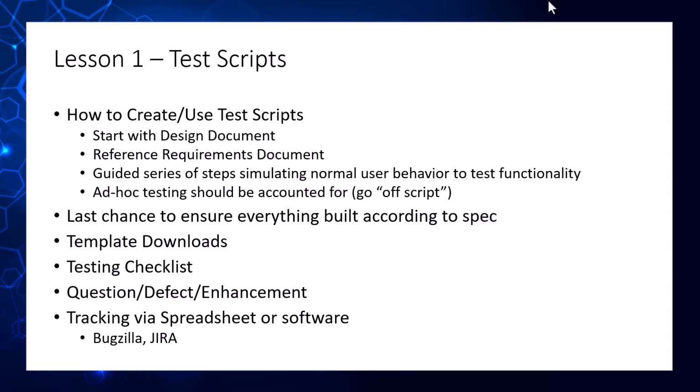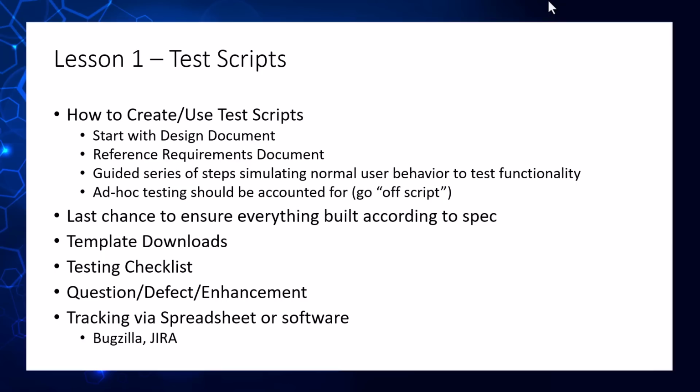In terms of how to create and use the test scripts, you want to start with your design document, go through to make sure that everything that's in the design has at least a test associated with it. That way you can make sure, was it actually built? Is it working according to how it should be working? You should also go back to the requirements document again, just to triple check to make sure that everything that you're testing also appears as a requirement.